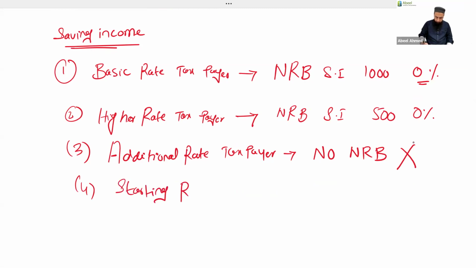Starting rate band from £1 till 5,000. Applicable tax rate is 0%. These are the four additional rules which you need to know when there's a question having non-saving plus the saving income. Someone who's a basic rate taxpayer gets nil rate band of £1,000 for the saving income. If you are a higher rate taxpayer, you will still get nil rate band for your saving income, but this time it is just £500.